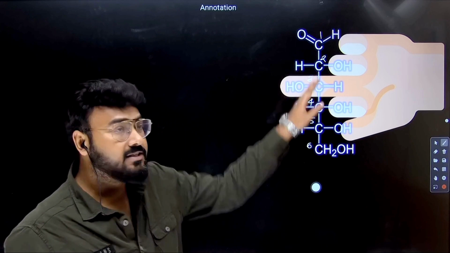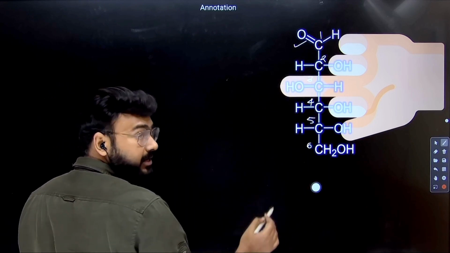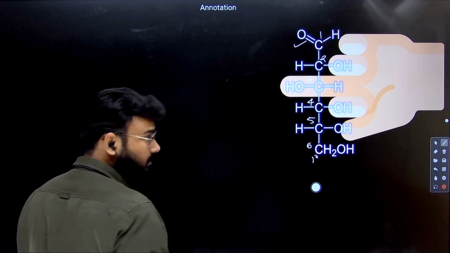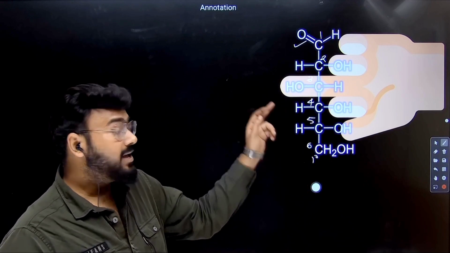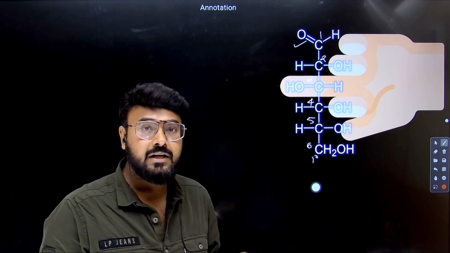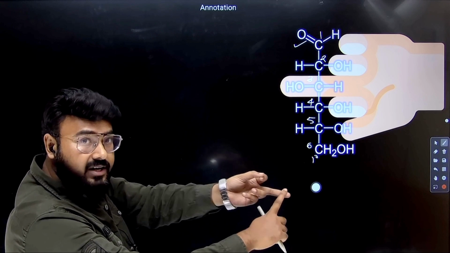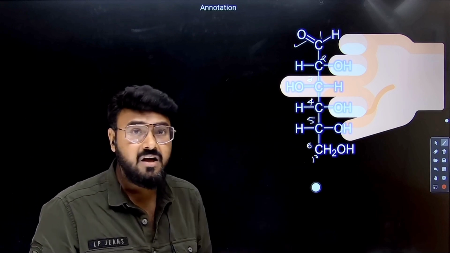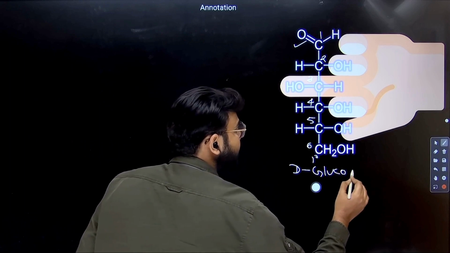We know the glucose has 6 carbon. The first carbon will be an aldehyde group, and then the last one is a 1 degree alcohol that will be the 6th carbon, CH2OH. Rest all are 2 degree alcohols, where only the third one you have to focus on. The third carbon, this finger is outside, that means it's on the left side, rest all are on the right side. So this is the structure of D-glucose.